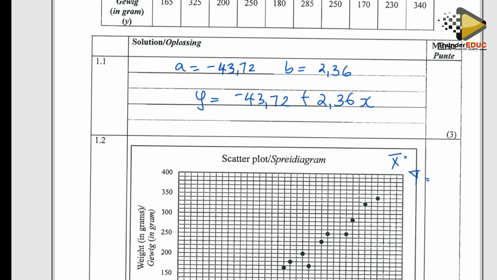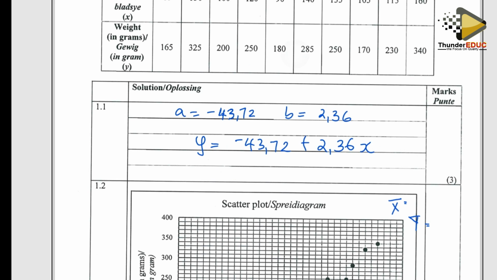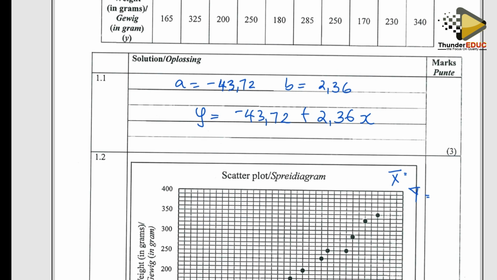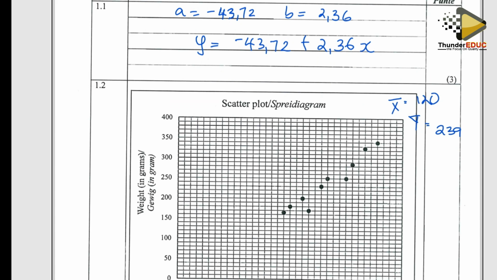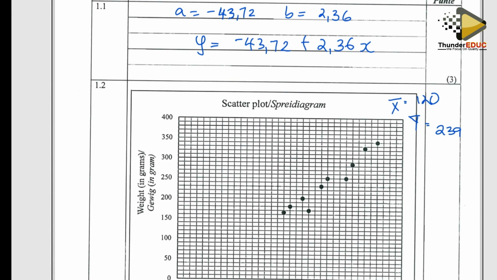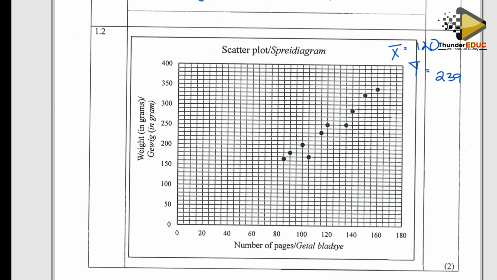From my values, I add up all the x values and divide by 10, add up all the y values, divide by 10. I'm ending up with 120 for x, and for y I'm getting 239. So our line must rotate around this particular point. So this is going to be 120 and then 239. 239 is just like 240 approximately, so I'm going to use that as my point of reference.